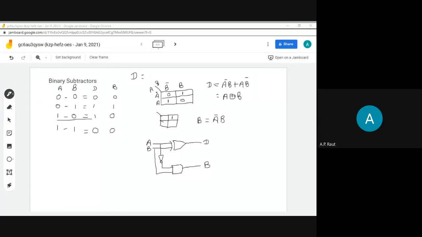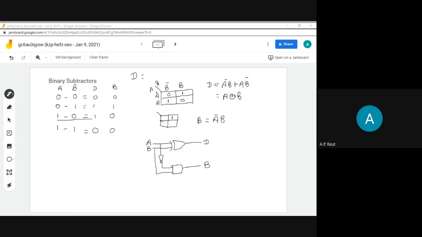Write down the types of binary subtractors. The types of binary subtractors are: first, the half subtractor, and second one is the full subtractor. The next one, give the heading as half subtractor. Write down the first, half subtractor.